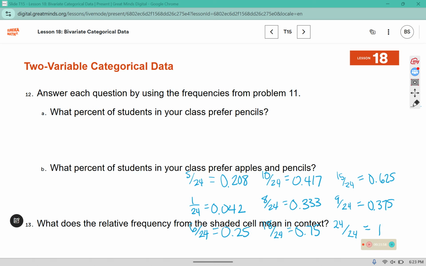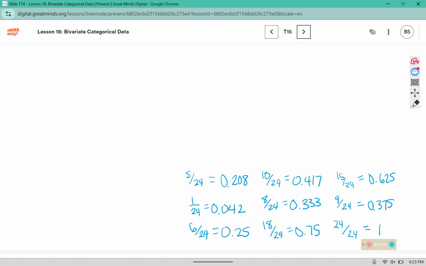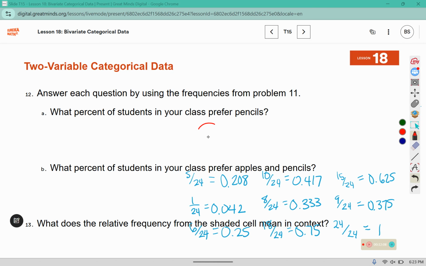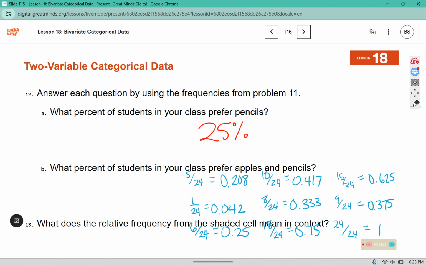Answer each question by using the frequencies from problem 11. What percent of students in your class prefer pencils? So pencils was 0.25, which would mean that 25% preferred pencils. What percent of students in your class prefer apples and pencils? If we look at apples and pencils, we have 0.208, which would be 20.8%.